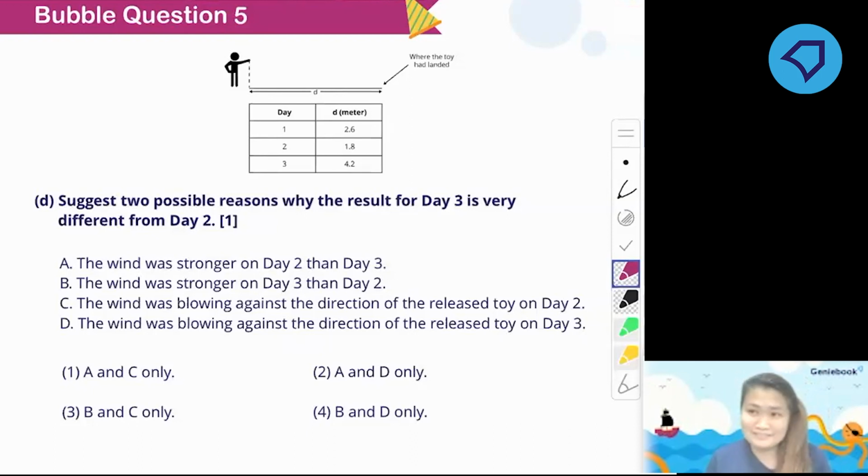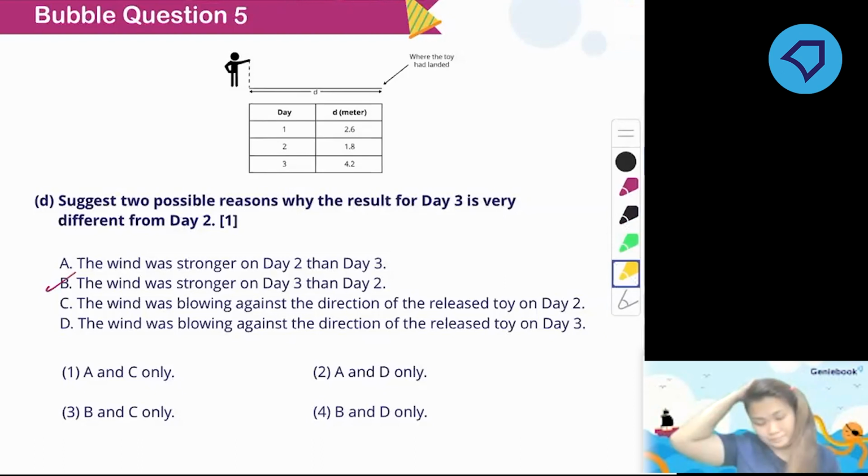So what we have here are two possible reasons why day 3 results is very different. If you notice carefully, the distance traveled by the toy is much further away. So it shows one thing: the wind on day 3 is stronger.